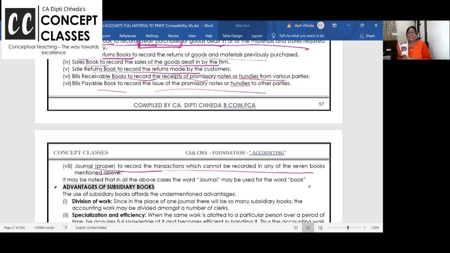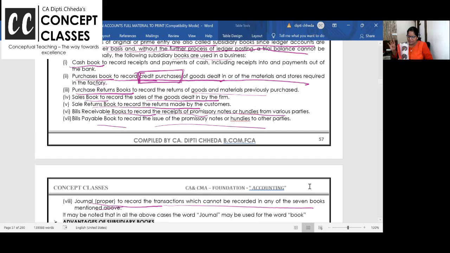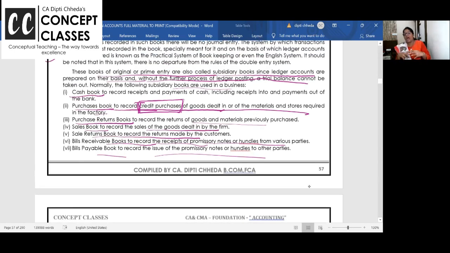Now I'm just separating. Purchase entry is recorded in this book. Sale entry is recorded here. Purchase return here. Sales return here. Bills receivable here. Bills payable here. And cash book. Other than these 7, what entries are there?